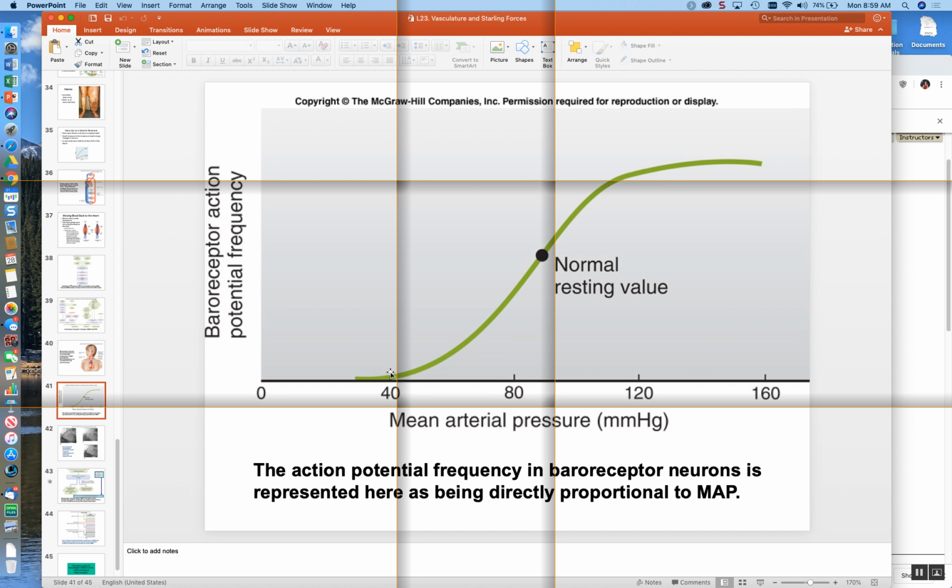On the opposite extreme, if your blood pressure falls, right, to levels that are out of range, it decreases the baroreceptor firing rate, and that decreases parasympathetic response and increases a sympathetic response.